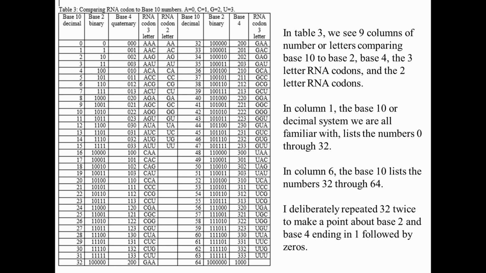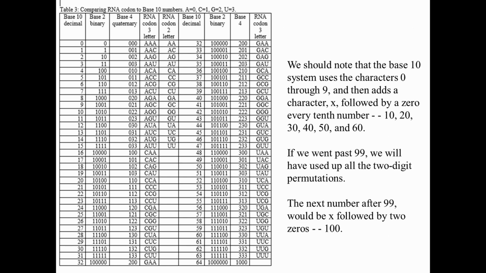I deliberately repeated 32 twice to make a point about base 2 and base 4 ending in 1 followed by zeros. We should note that the base 10 system uses the characters 0 through 9, and then adds a character, 1, followed by a 0 every 10th number: 10, 20, 30, 40, 50, and 60. If we went past 99, we will have used up all the 2-digit permutations. The next number after 99 would be 1 followed by 2 zeros, 100.